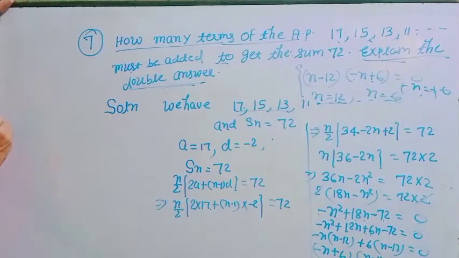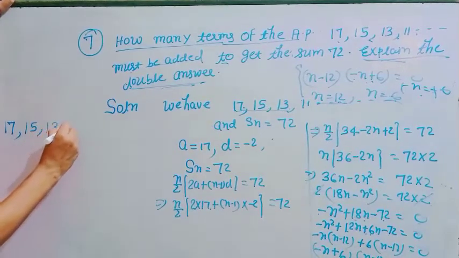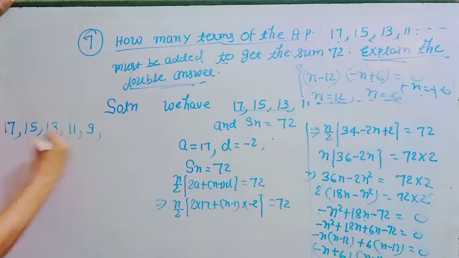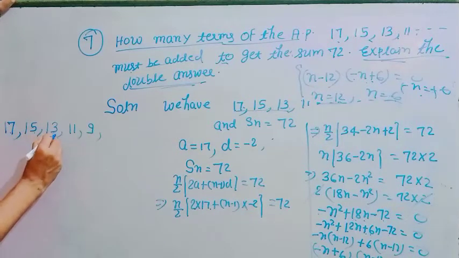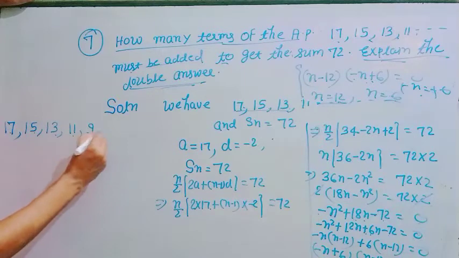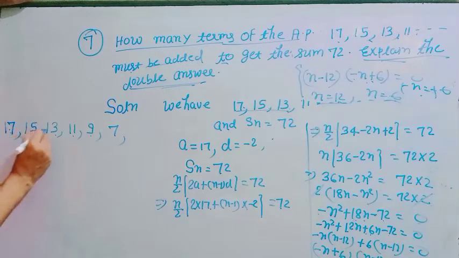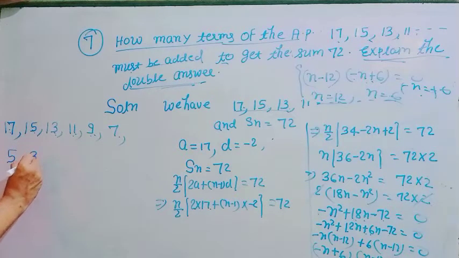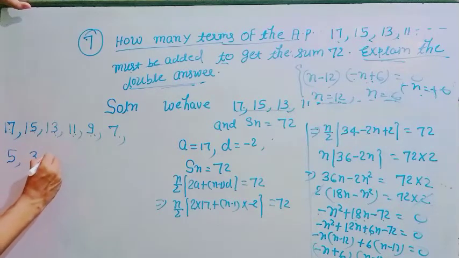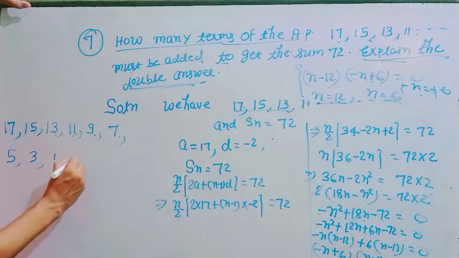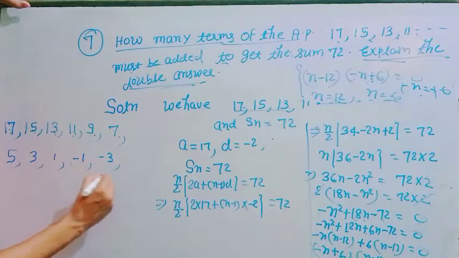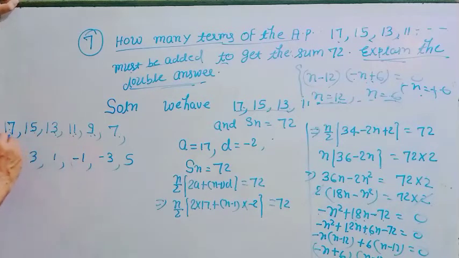So you write here the first 12 terms: 17, 15, 13, 11, 9, 7, 5, 3, 1, minus 1, minus 3, minus 5. Dear students, there are 12 terms.